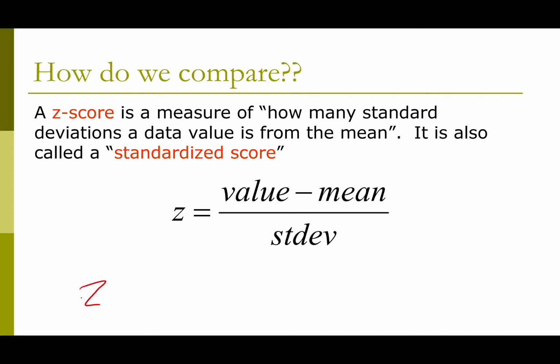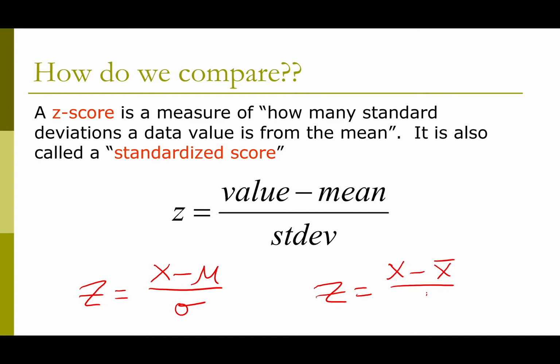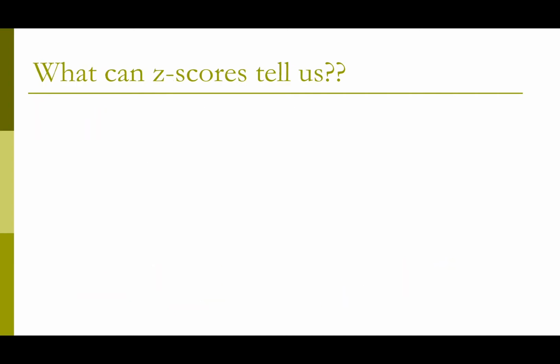So if I know the population parameters, then it might be x minus mu, we use mu for mean, and we use this little guy sigma for standard deviation. But most of the time I have a sample, and so we'll use x minus x bar over that s you've looked at on your calculator for standard deviation.